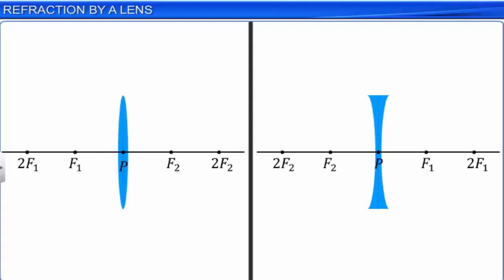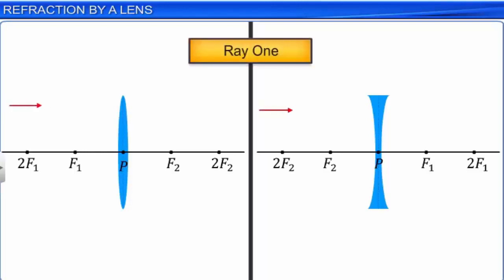Let us now study the images of an extended body formed by a lens. To locate the image by drawing a ray diagram, we usually trace the path of any two of the following rays. Light ray that is parallel to the principal axis, after refraction, passes through the second principal focus in case of a double convex lens, and appears to diverge from the second principal focus in case of a concave lens.